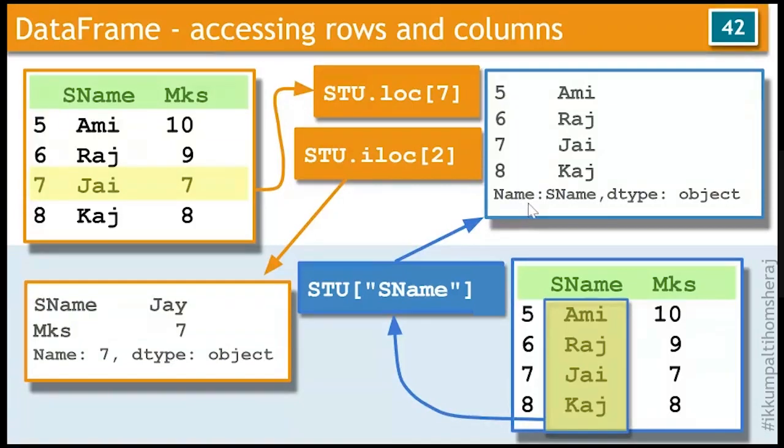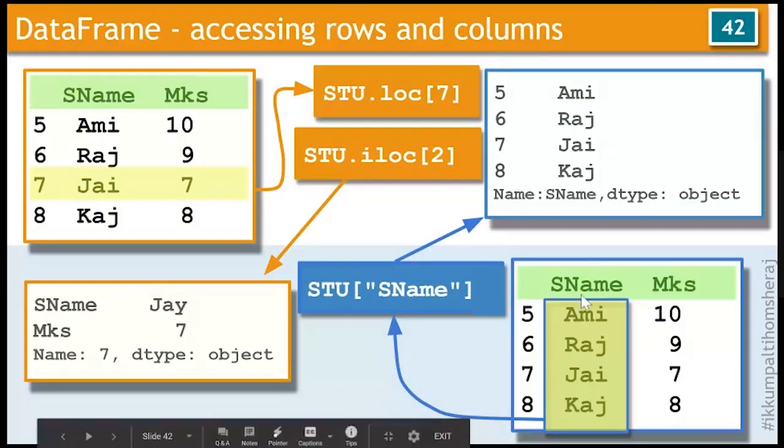The sname column got displayed, and what is the data type of this sname column? The sname column data type is object. It has nothing to do with integer or float or string.